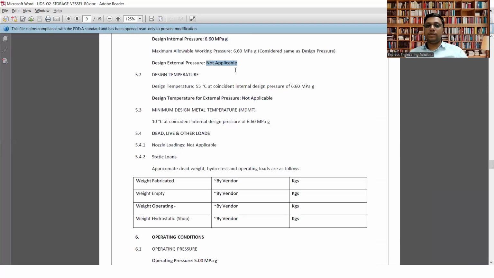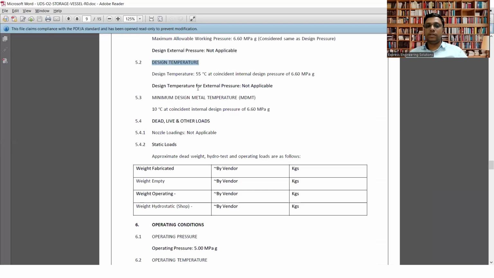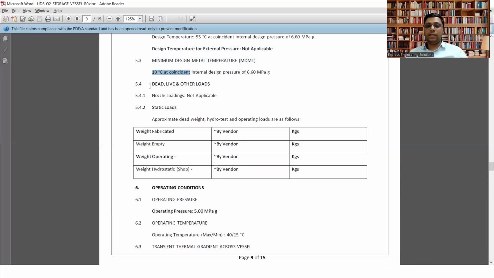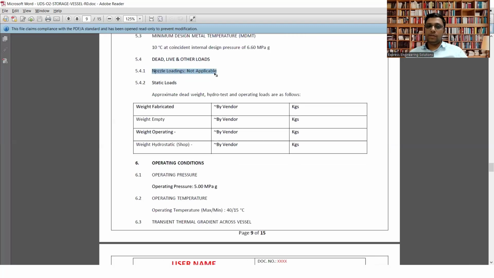Whether there is an external pressure applicable, design temperature, you can see it over here. Minimum design metal temperature, MDMT. In this case, it is 10 degrees Celsius, what has been mentioned. Then, is there any dead or live load to be considered? Nozzle loadings, if they are applicable.